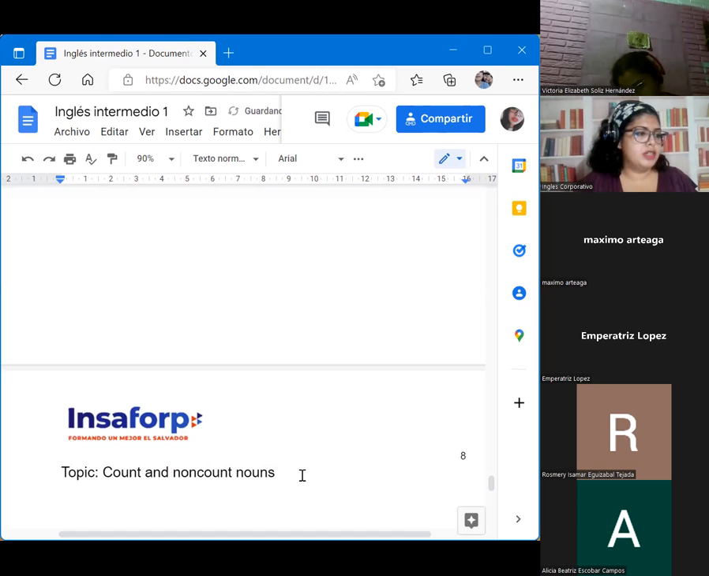So we have the first thing, and it says we're going to divide this topic in different parts, and we are going to see the first one, that is the count nouns. La primera parte que vamos a desarrollar es count nouns. We are going to see what are those words and some specifications for that. So the first thing is count nouns.